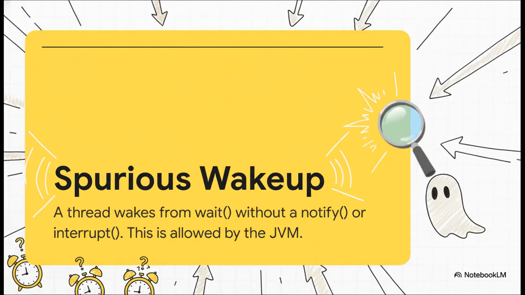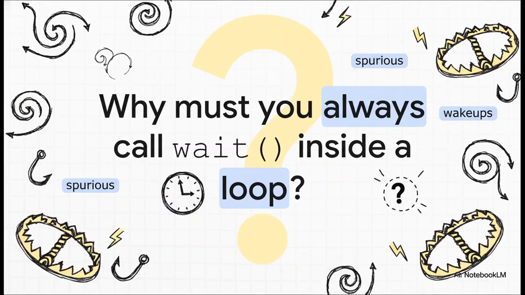Okay, this next idea is a little weird, but it's absolutely critical. Get this. A thread can just wake up from a wait call for no apparent reason. It's not a bug, it's a feature. It's rare, but the JVM is allowed to do it for performance reasons. And that weird possibility that a thread can just wake up for no reason leads directly to probably the most important follow-up question you'll get. Seriously, this is one of the biggest interview traps on this topic.